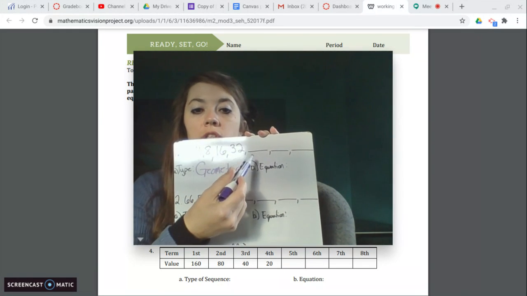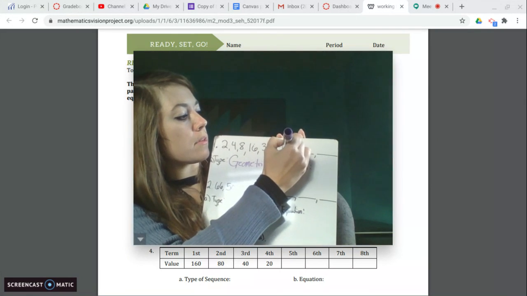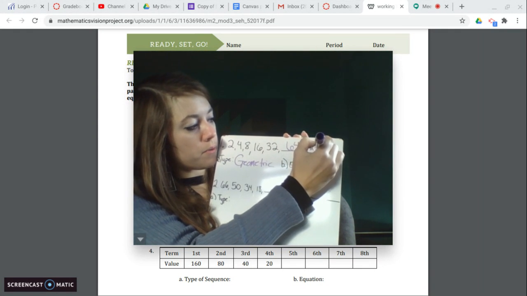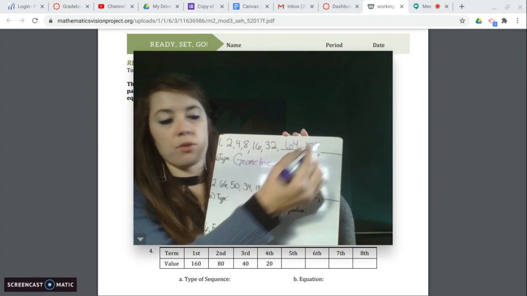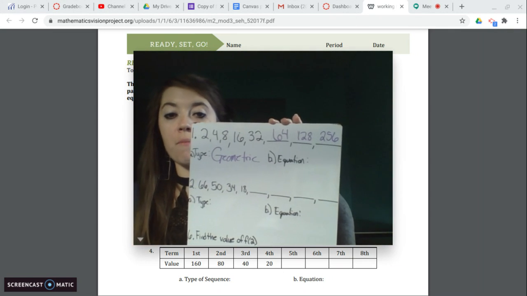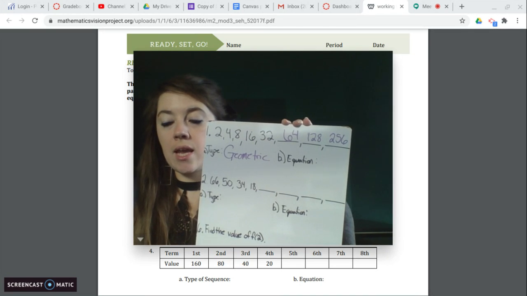Now, what should come after 32? So 32 times 2 is 64. 64 times 2 is 128. And 128 times 2 is 256. So there are the remaining terms in our sequence. So terms 6, 7, and 8.